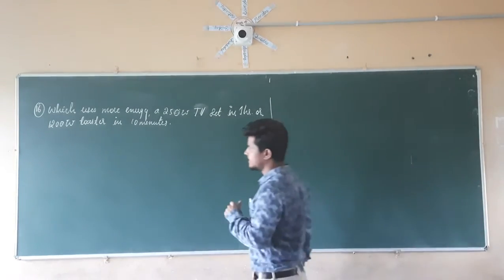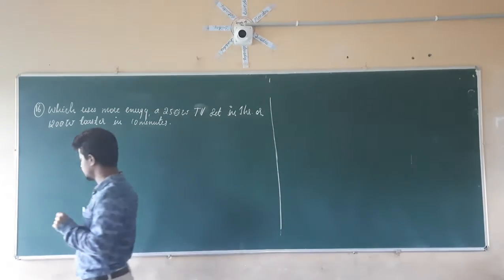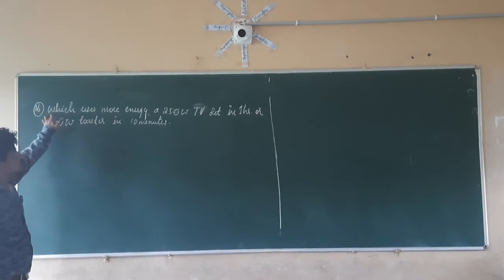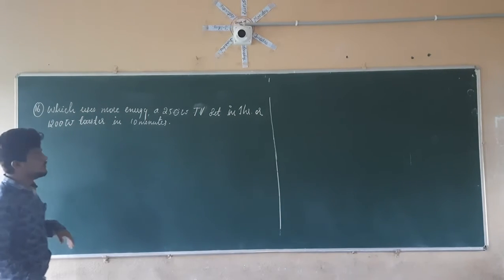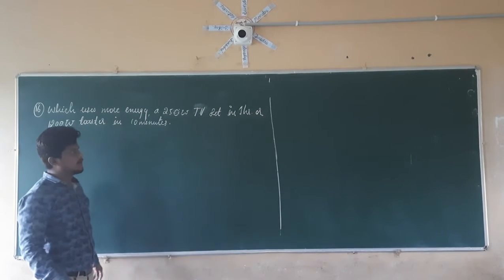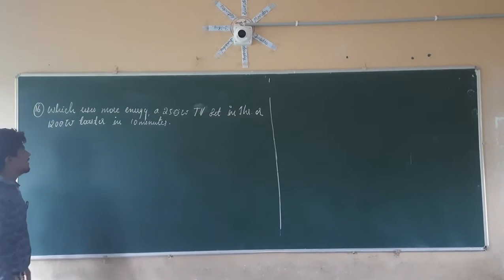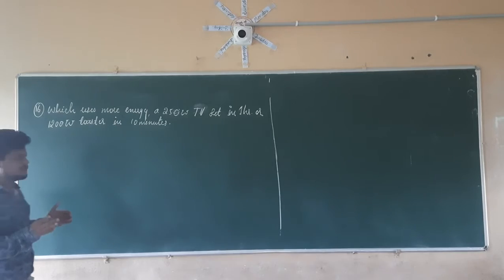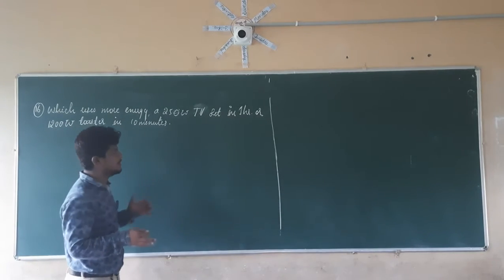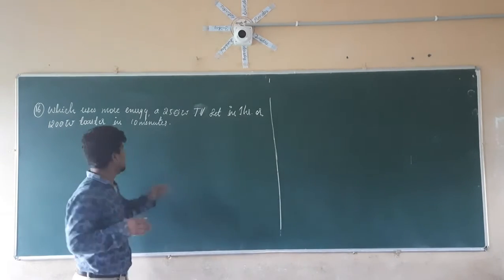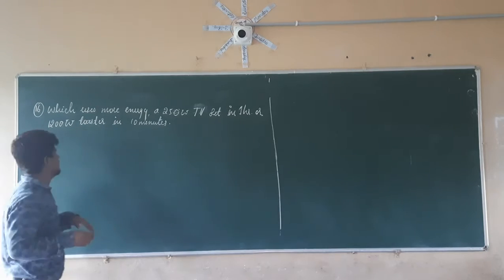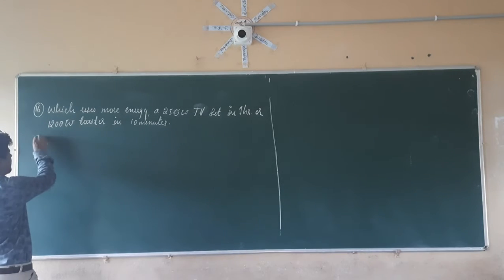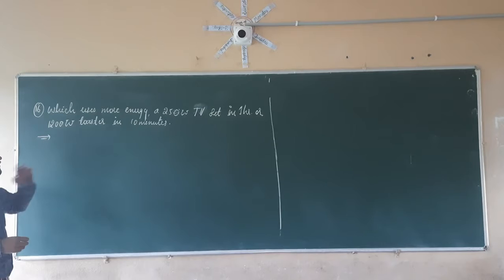Now let us consider question number 16. Which uses more energy, a 250 watt TV set in 1 hour or a 1200 watt toaster in 10 minutes? So we have to calculate separately the energy consumption of the TV set as well as the energy consumption of the toaster. First we are going to take the energy consumption by the TV set.